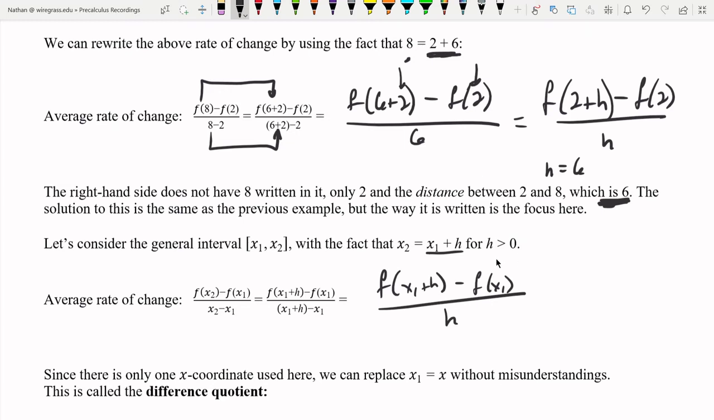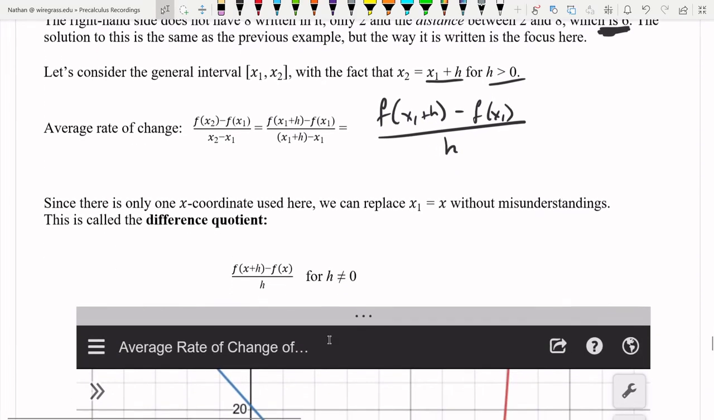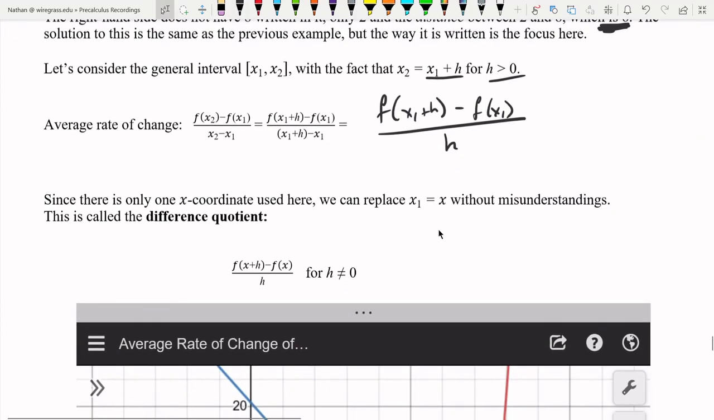Now, it's important to know that h is some number greater than 0 here. Of course, we're not looking at a division by 0. And we will replace x1 with just x so that you get the general form. This is called the difference quotient. It's a little bit weird when you don't understand why we're doing this, but this is an important idea. The difference quotient is just this formula here.